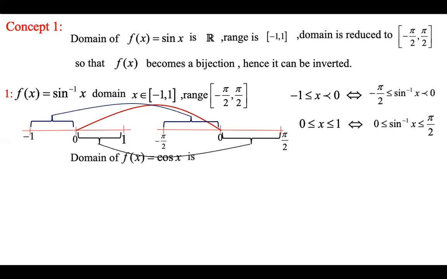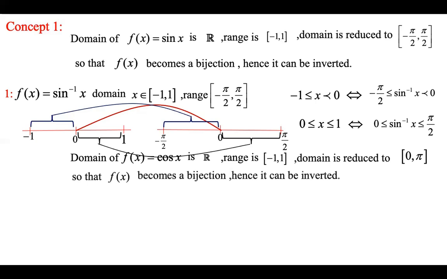And the domain of cos x is again the full real line, and its range is -1 to +1. And again, in the interval -1 to +1 of its range, when you see its graph, it is not a one-to-one function. But when you restrict its domain to the interval 0 to π, then you can make f(x) a bijection. Therefore, f(x) can be inverted, right? Once a function is made bijective, only then can it be inverted.